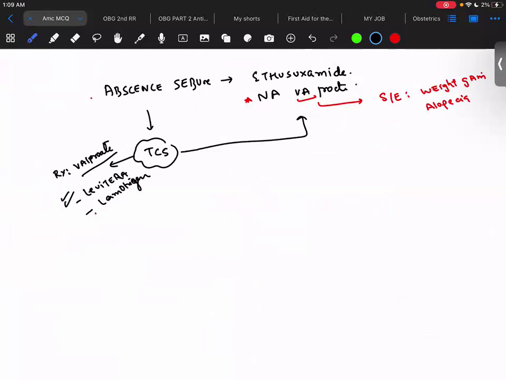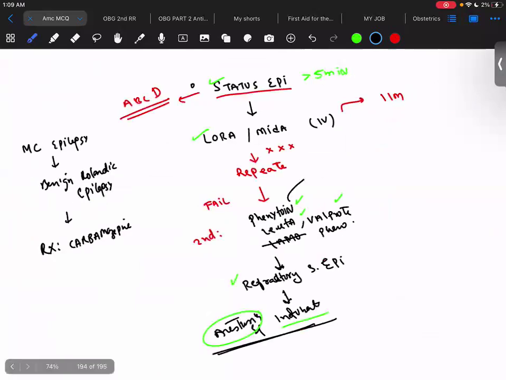Remember that one important point is, if they ask you what is the HLA association of phenytoin, it is HLA-B 1502. HLA-B 1502 is the association for phenytoin. Two questions which they ask about the HLA association, phenytoin and allopurinol, both should be in your mind.